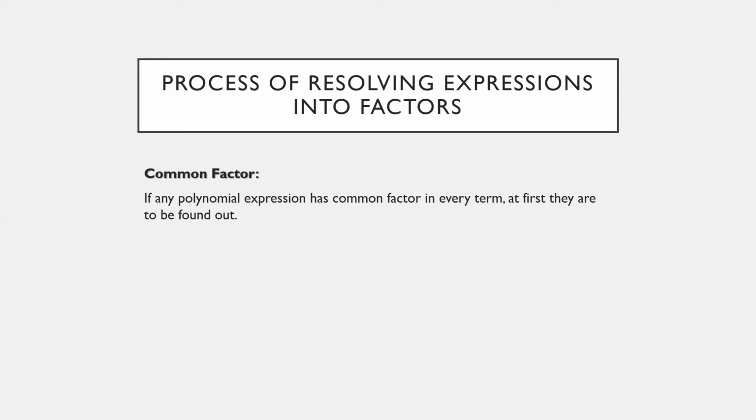If any polynomial expression, obviously the expression must be a polynomial, because if the expression is a monomial, having only one term, there is no possibility to find common factors. So that's why we need polynomial expressions. If any polynomial expression has a common factor in every term, at first it is to be found out.